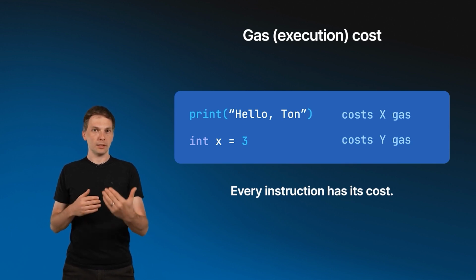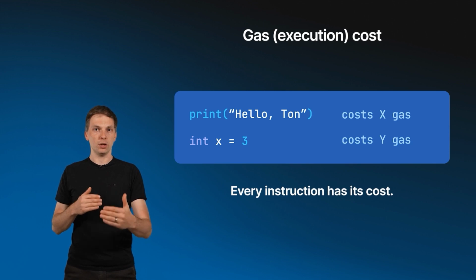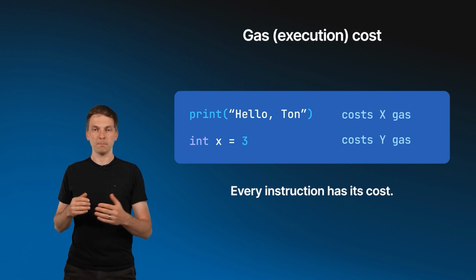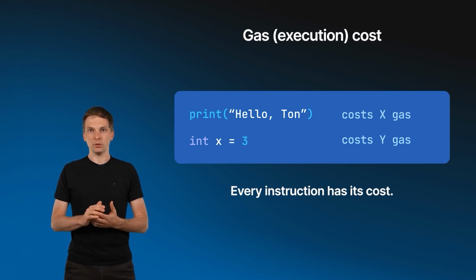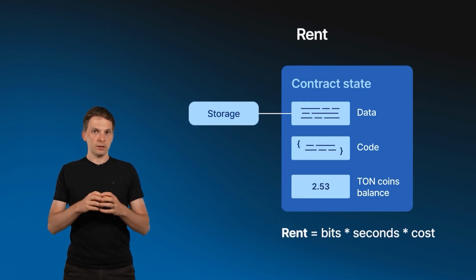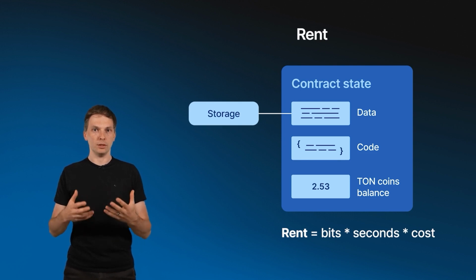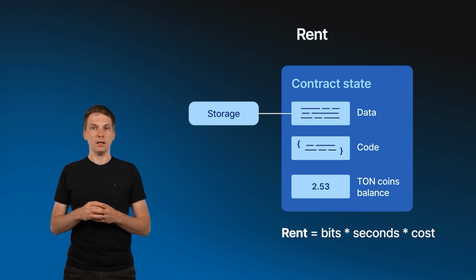So this gas cost makes sure that you cannot impose unbounded execution costs on the whole network without paying for it. But there is another important cost called rent. Recall that every contract has arbitrary storage associated with it. And as a creator of a contract, you may decide how much data you want to keep there. And TON makes sure that for every bit of data and for every second of the life of the contract, there is a designated payment called rent that is deducted from the contract balance.